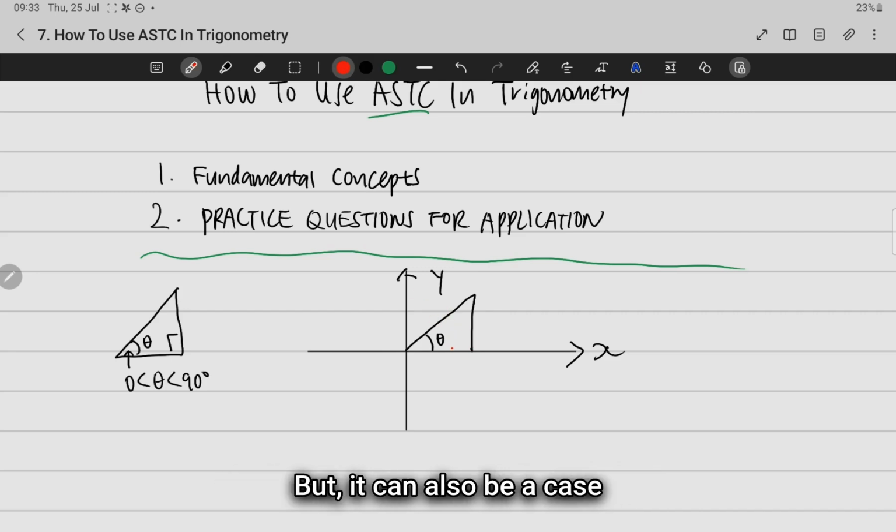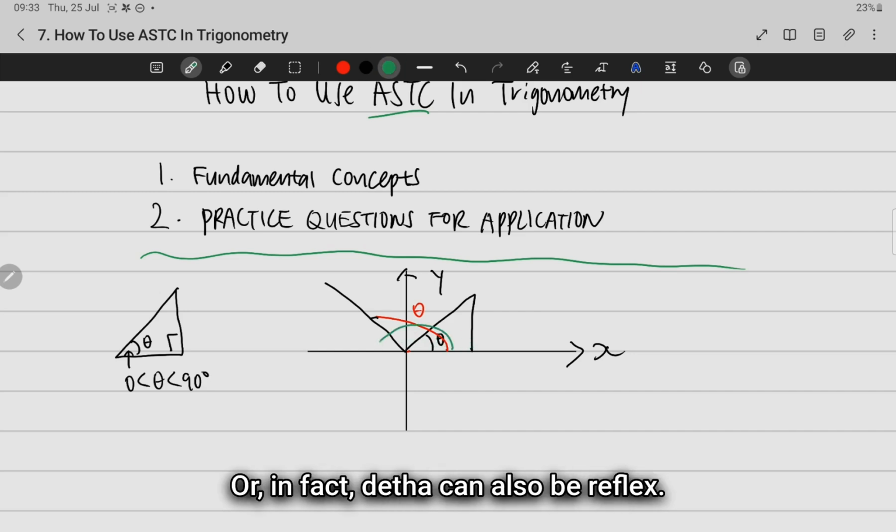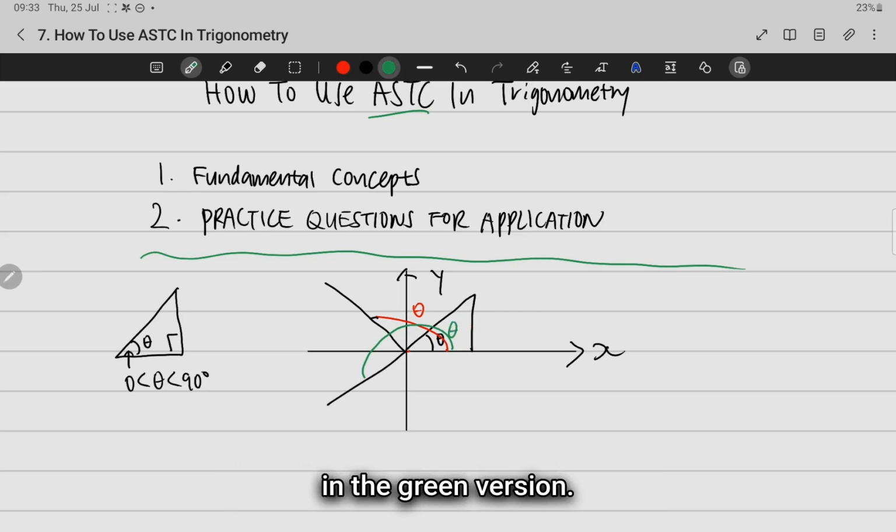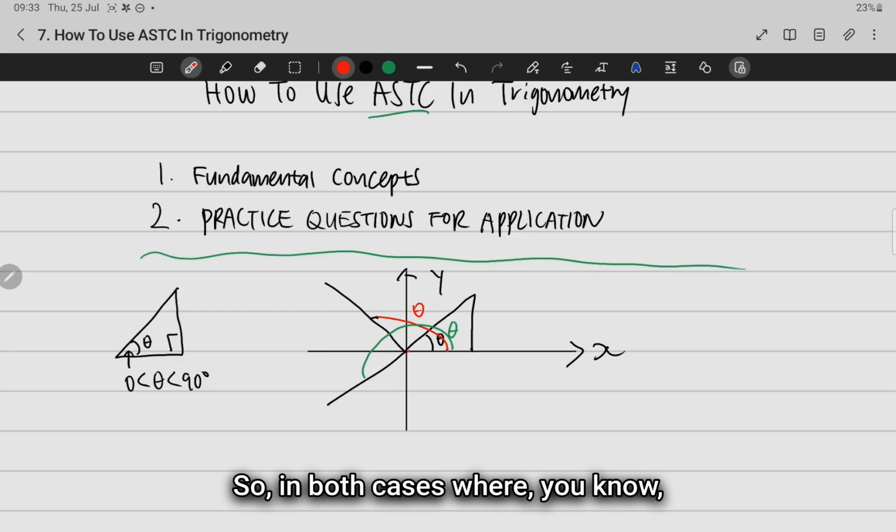But it can also be a case where theta is not acute, or rather it's obtuse, as you can see over here. Theta can be the red version. Or in fact, theta can also be reflex in the green version. So in both cases where theta is obtuse and reflex, how do we find the trigonometric ratios of these angles?